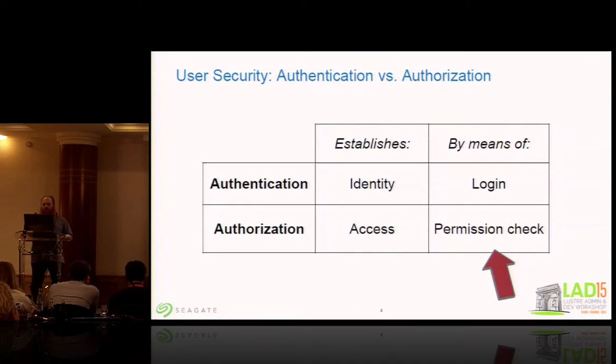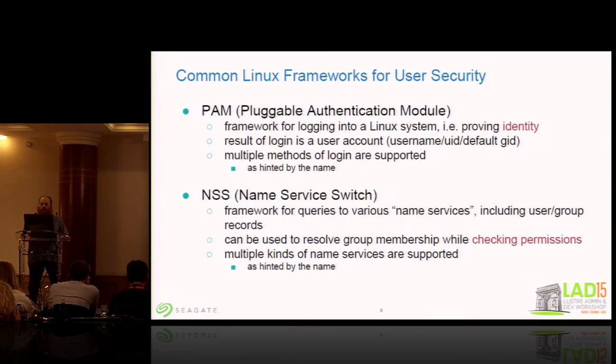The common frameworks for dealing with these two things in Linux are PAM, the Pluggable Authentication Module framework, and the name service switch. Everybody in here is probably familiar with these. I don't need to go into them, but the key takeaway here is that PAM is mostly about identity, and the name service switch is used in the course of checking permissions. It is not itself the permission resolver, but it is used in that context.